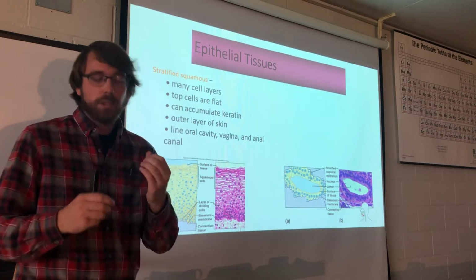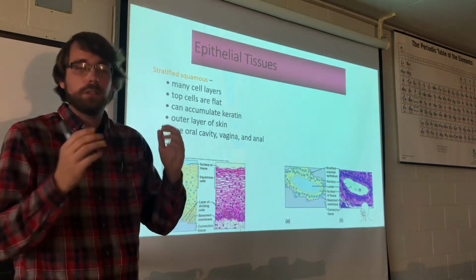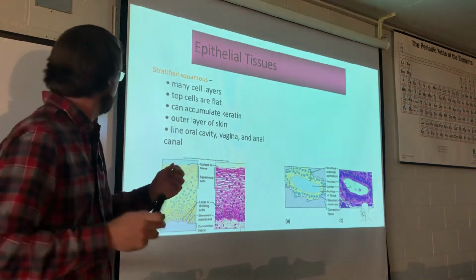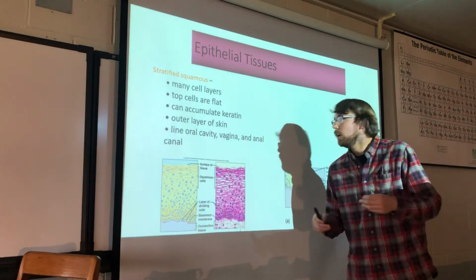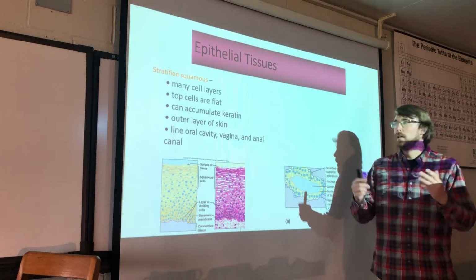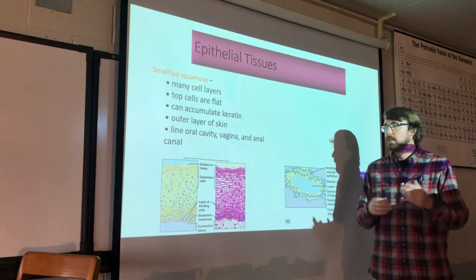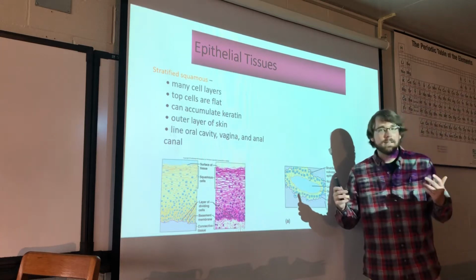These cells can accumulate keratin. That is the protein that forms your fingernails. It is very tough. It is water resistant. So we have this in the outer layer of your skin. You have non-keratinized stratified squamous in your oral cavity, vagina, and anal canal.